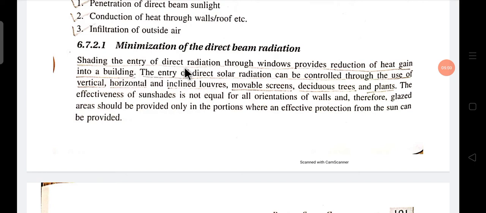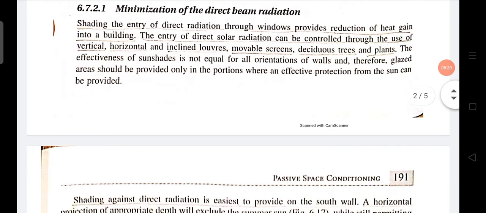That means in whichever window or door the sun radiation enters our building, we can shade it, or protect it so the sun ray does not enter. By shading the entry of direct radiation through windows, we reduce heat gain. For that shading purpose, we use vertical, horizontal and inclined louvers, movable screens, deciduous trees and plants. These are used for shading the direct radiation at windows or doors.